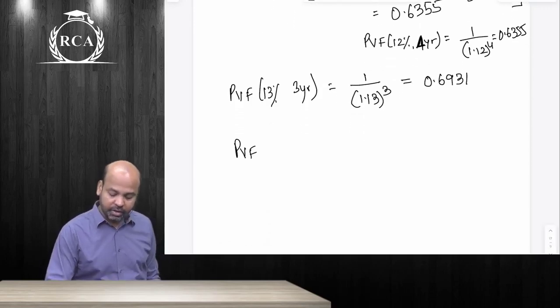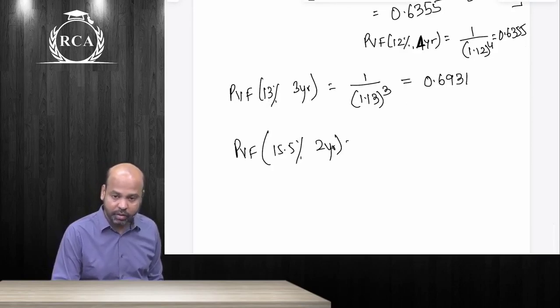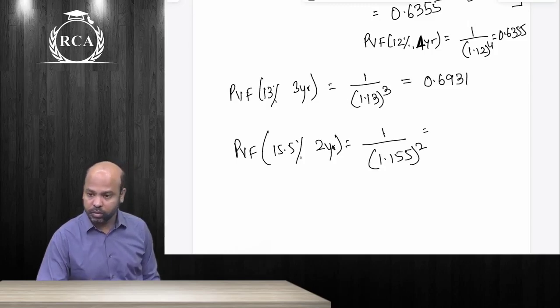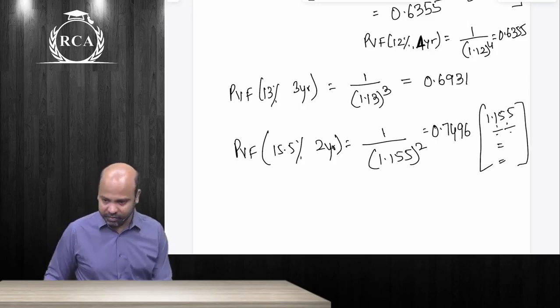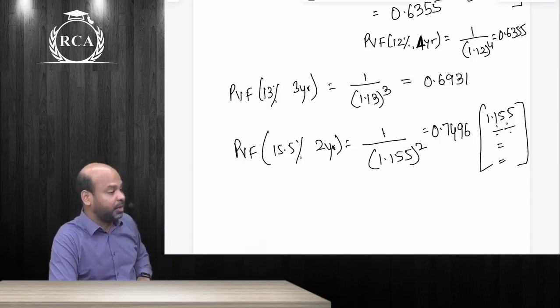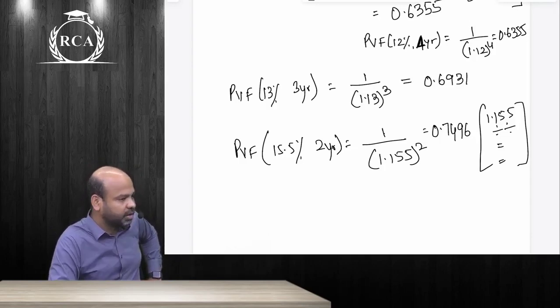One final calculation. If I write present value factor as such, beta say at 15.5%, guys, for 2 years. What will you write again? 1 divided by 1.155 whole power 2. 0.7496. How will you do it, beta? I'll write 1.155, press divided by twice, press equal to 2 times because you want present value factor for the second year. So if you deposit 0.7496 today at an interest rate of 15.5%, you will be realizing an amount of 1 rupee at the end of second year.